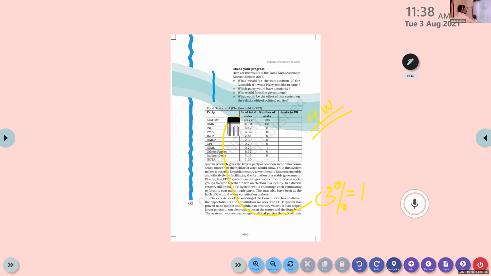So AIADMK got 40.77. So how many seats will be there for them? About 13 seats. About 13 only, right? Okay, correct. About 30 seats will be there. What about the DMK? About 10 seats will be there, correct. Okay, so you know the calculation now, right? Now you use mathematical techniques to find out this answer.